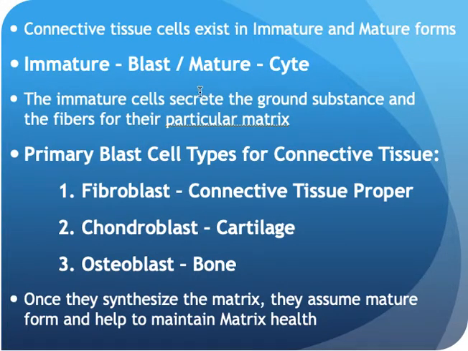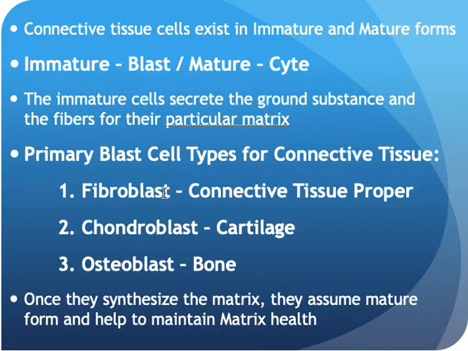So immature cells are going to secrete the ground substance, okay, and the fibers for their particular matrix. So they're just secreting all those things that make it originally. And then once we synthesize and make all these things, they're going to turn into these mature cells, and then they're going to help to keep that tissue healthy. Okay, so we get primary blast cell types for connective tissue.